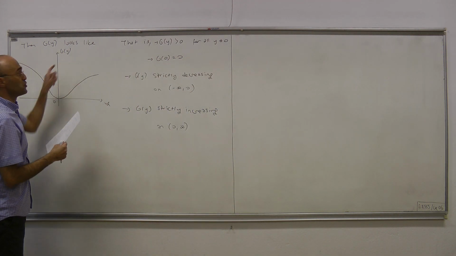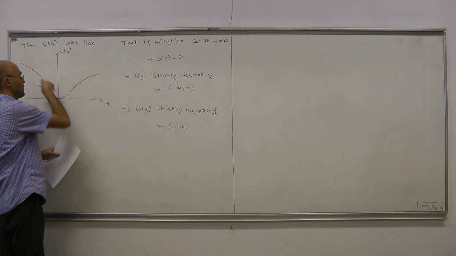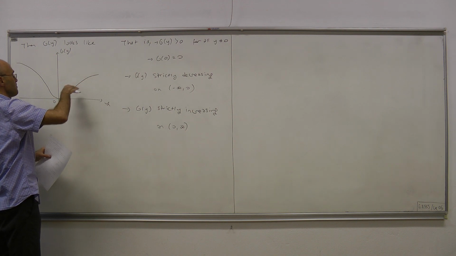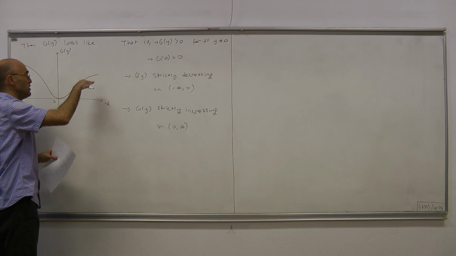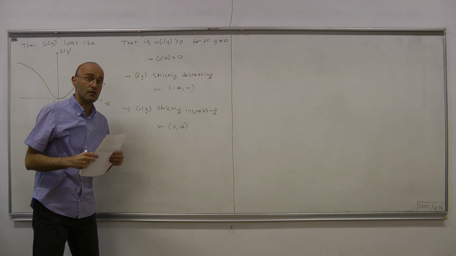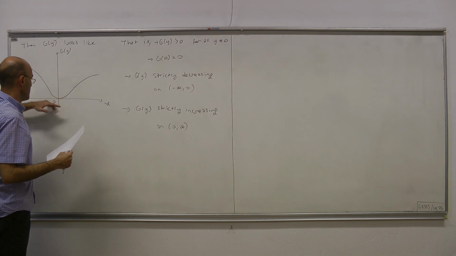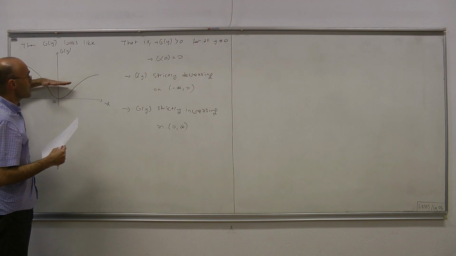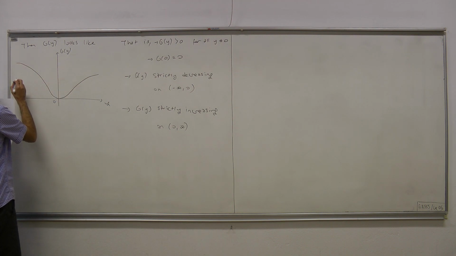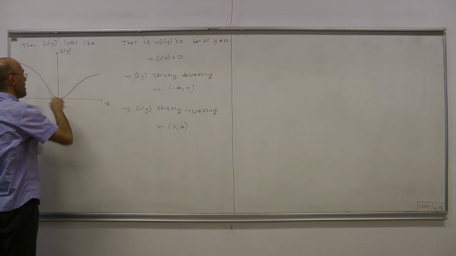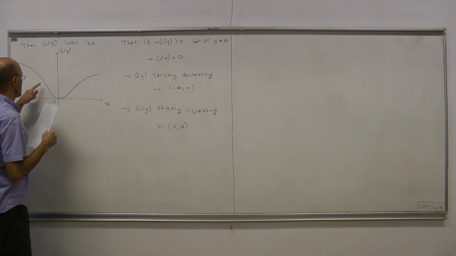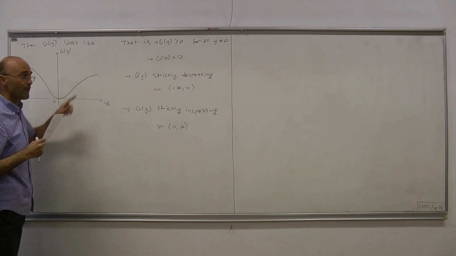Now, since g of y is strictly increasing, that means if you cut this image by a horizontal line above the horizontal axis, and if that horizontal line is not too high, then it cuts this image exactly at 2 points. One of them is here, the other is here.